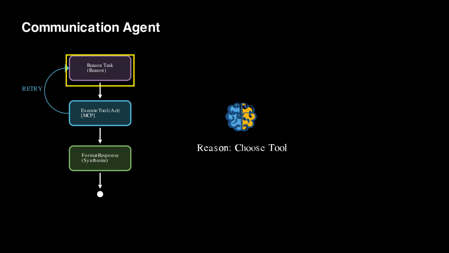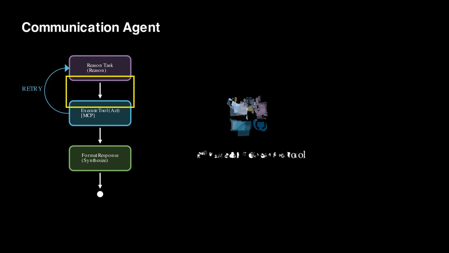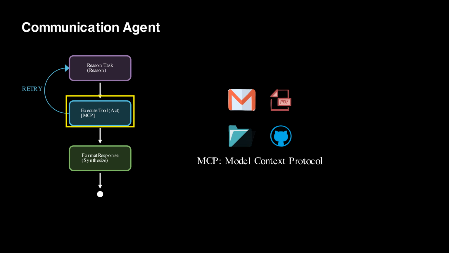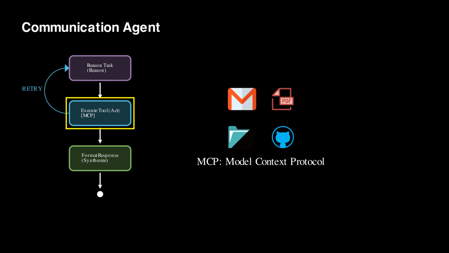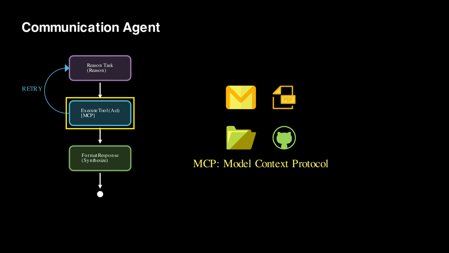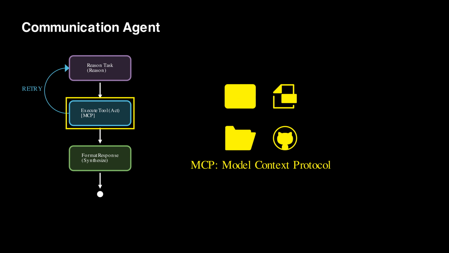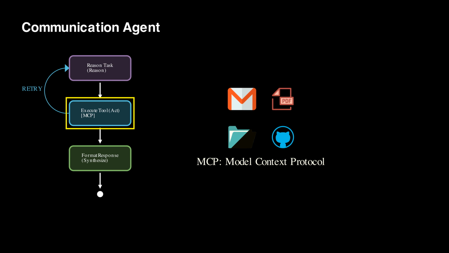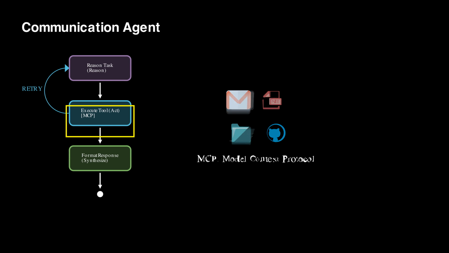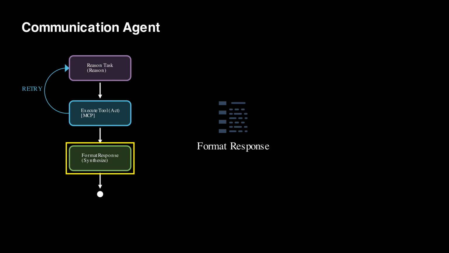Next, the execute tool node acts. This node uses the Model Context Protocol, or MCP. This means one act node can access a context of many different tools, like sending an email, writing to the file system, or generating a PDF. If a tool fails, it can loop back to the reason node to retry. Once successful, the format response node synthesizes the tool's raw output into a clean, final dictionary.